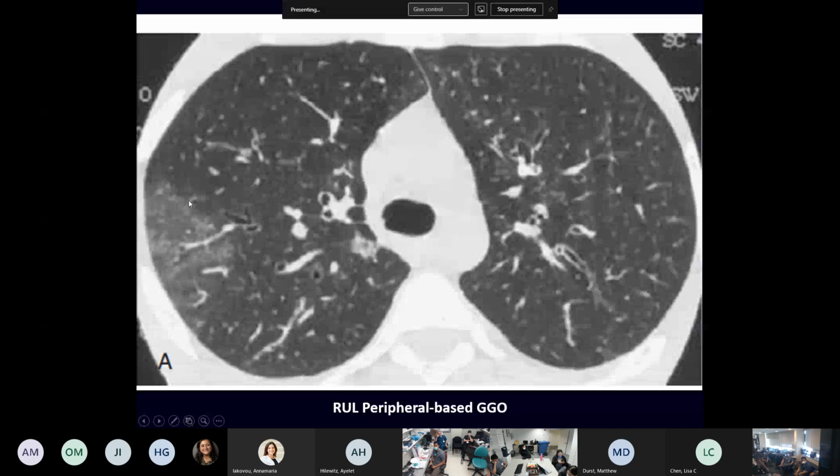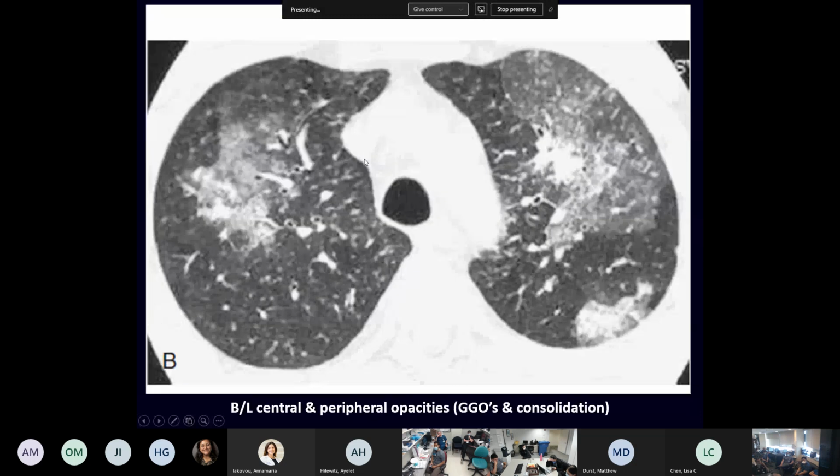So here, a classic peripheral ground glass opacity that can be present in a patient with EGPA. And again, here you see these peripheral opacities. They can extend centrally, but you'll notice that the primary process is peripheral going central as opposed to central going peripheral.